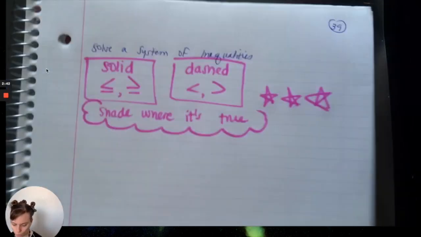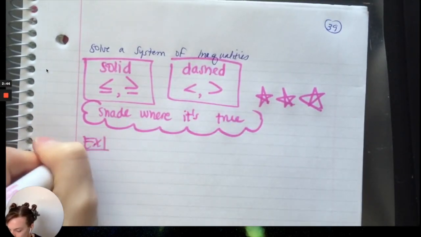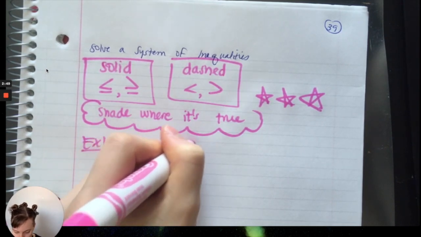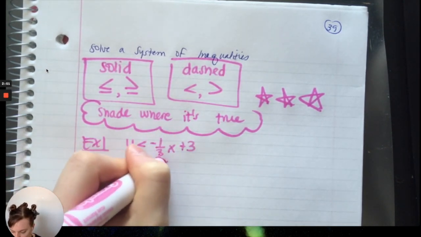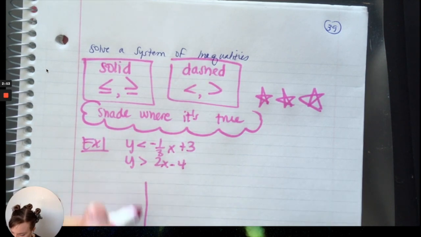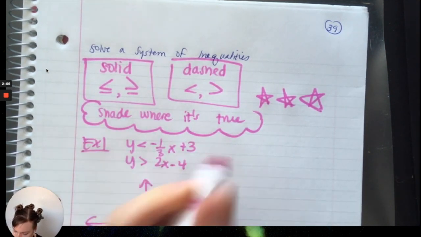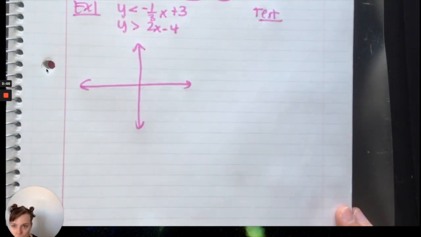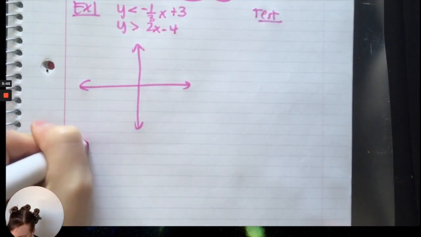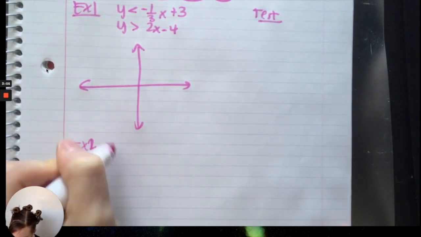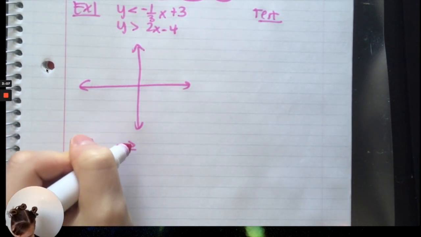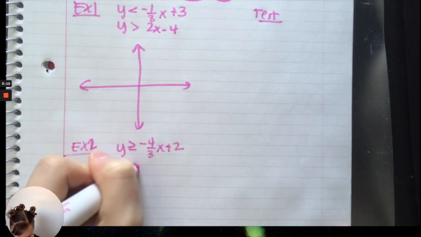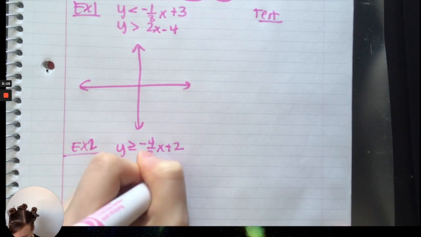Okay, so we're going to do 2 examples. Our first one is y is less than negative 1/3 x plus 3, y is greater than 2x minus 4. Draw your axes, have room for the testing, and I am going to write the next one down as well so you have all your room already allocated to our questions. y is greater than or equal to negative 4/3 x plus 2. y is greater than negative 4/3 x plus 5.